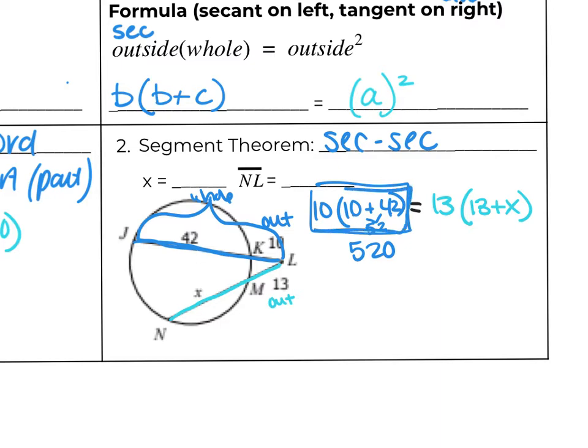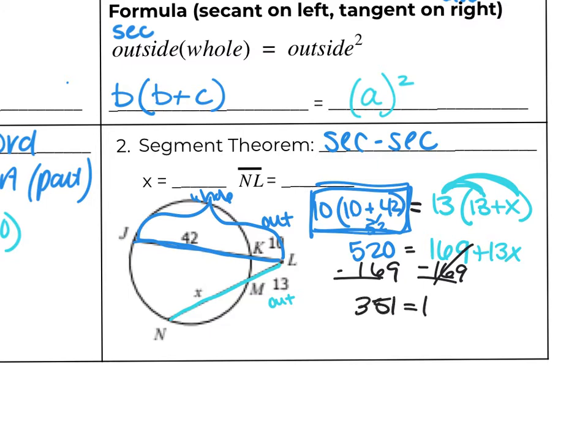You can also type just the whole thing in your calculator, and it will work since there's no x's in it. Now this side I'm going to have to distribute, so don't forget to do both of them. So 13 times 13 is 169. 13 times x would be 13x. All right, subtract 169. Is 351, which equals 13x. Divide by 13.